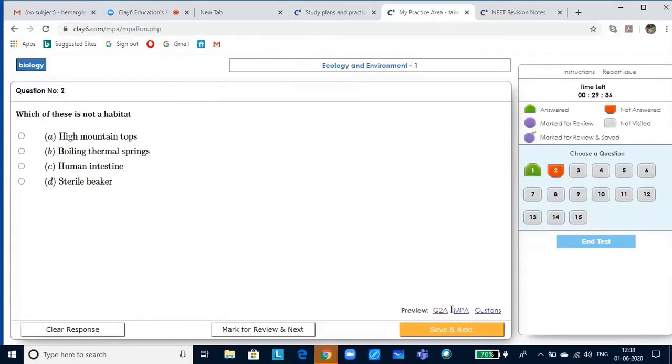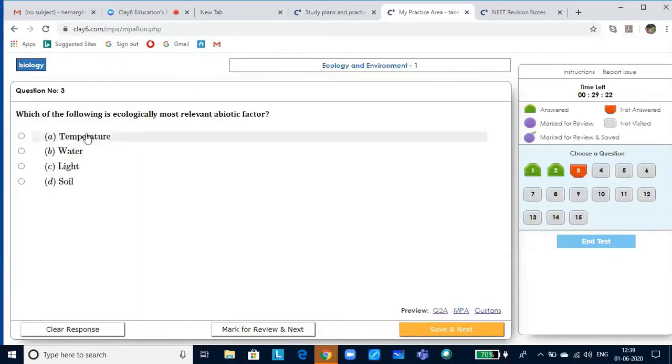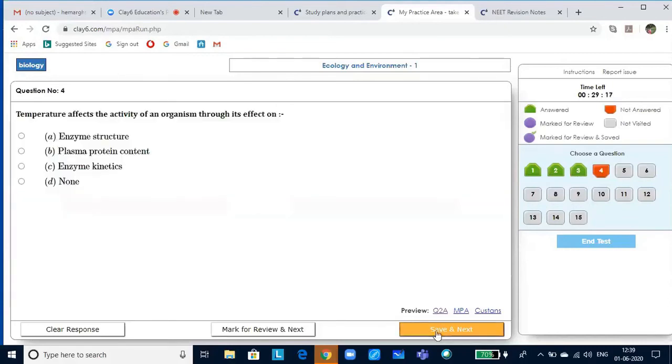Which of these is not a habitat? High mountain tops, boiling thermal springs, human intestine, sterile beaker. Sterile beaker. Which of the following is the ecologically most relevant abiotic factor? It is temperature. It affects the organism through its effect on enzyme kinetics, because you know that enzymes are affected very much by the temperature. At very low temperatures they will not function, and at very high temperature enzymes become denatured.